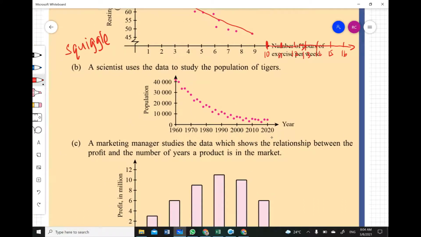A scientist uses the data to study the population of tigers. So you can see from the year given, from 1960 to 2020, okay, with the population is getting less for the tiger. It's moving down. Okay, what types of graph is this? The shape is quite clear for this one, isn't it? Exponential. Yeah, this one is exponential.